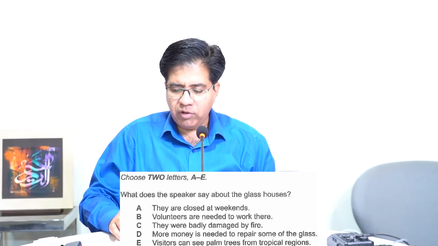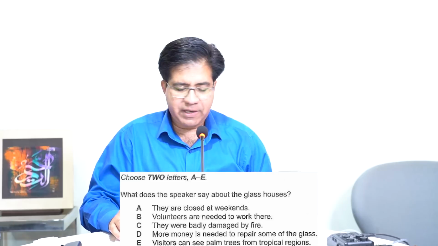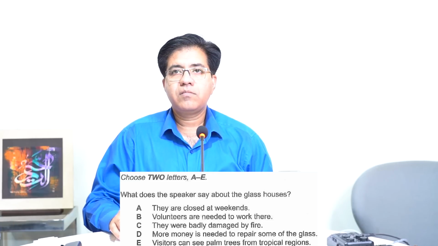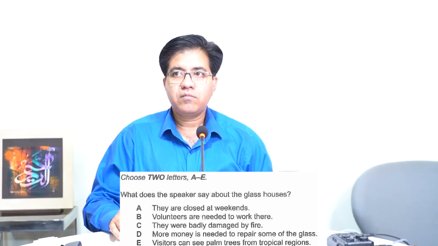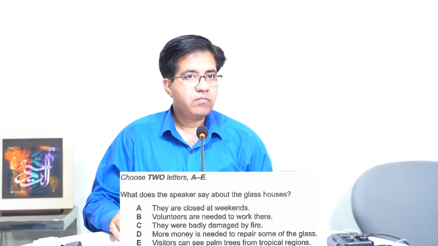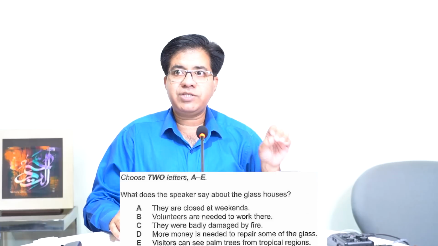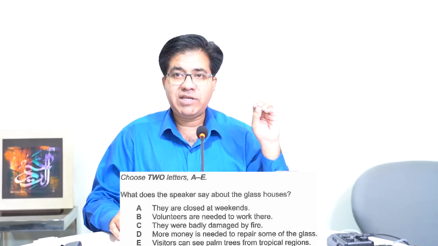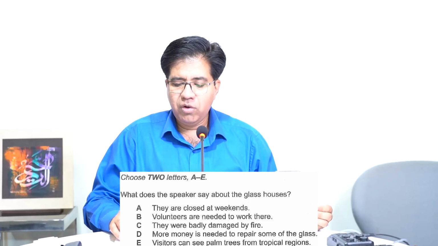Now please move on to option E for elephant. Visitors can see palm trees from tropical regions. The collection of tropical palm trees has proved too expensive to replace up to now. Okay, palm trees too expensive to replace up to now. So it means they have not replaced. So can you see palm trees? No. So option E is also wrong.